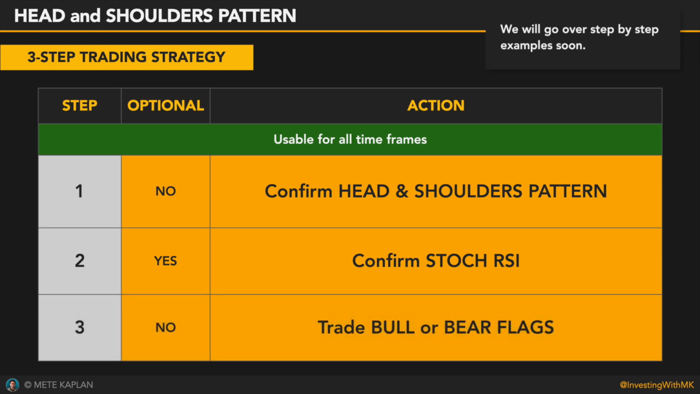Step 3. Trade bull or bear flags. Well, this is where I mostly differ from other traders. I do not trade the neckline breakouts. I just use the neckline breakouts to confirm this is a tradable security. Instead, I trade the bull or bear flags, which starts with the right shoulder. We will talk about this in the example right now.